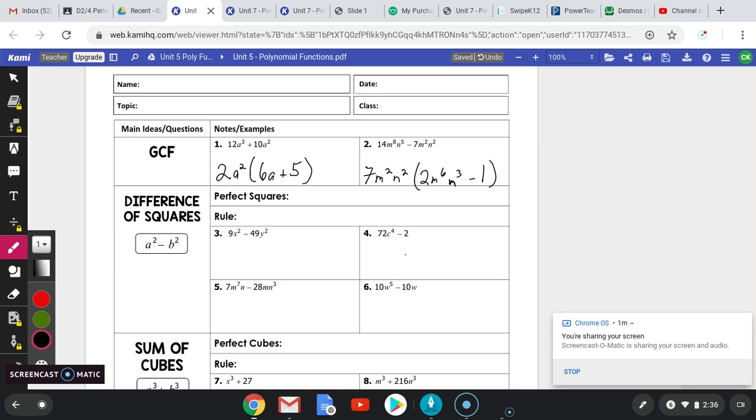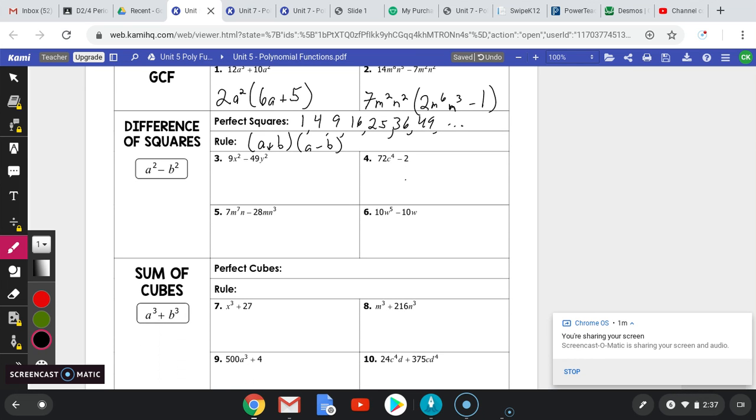Also recall when we talked about the difference of squares. The difference of squares is in this form: a squared minus b squared. Remember our perfect squares, that list we did: 1, 4, 9, 16, 25, 36, 49, and so on. And remember, the rule is (a plus b)(a minus b). Going through this rather quickly because this should be a review.